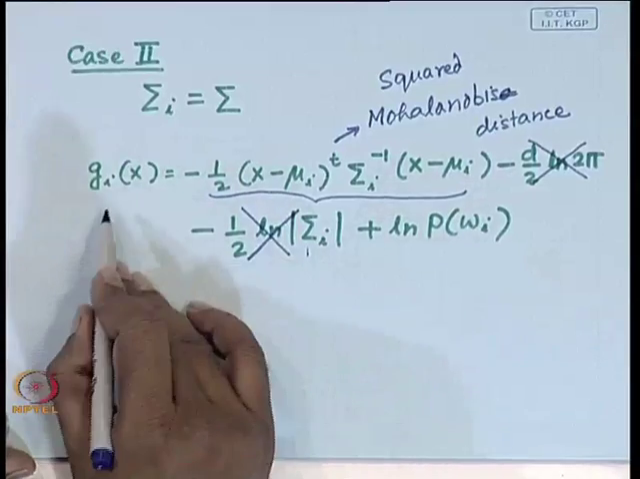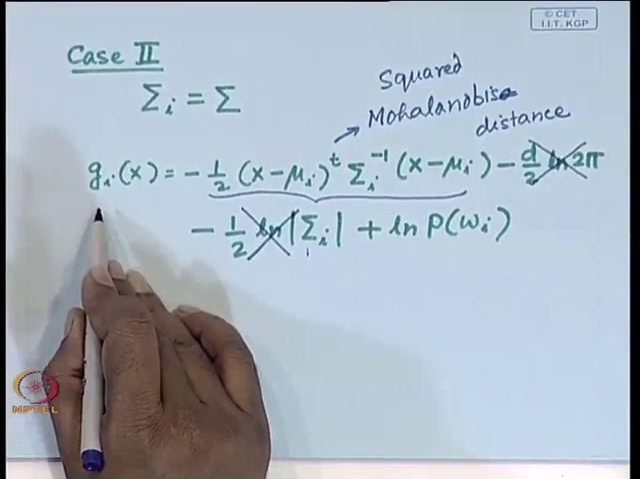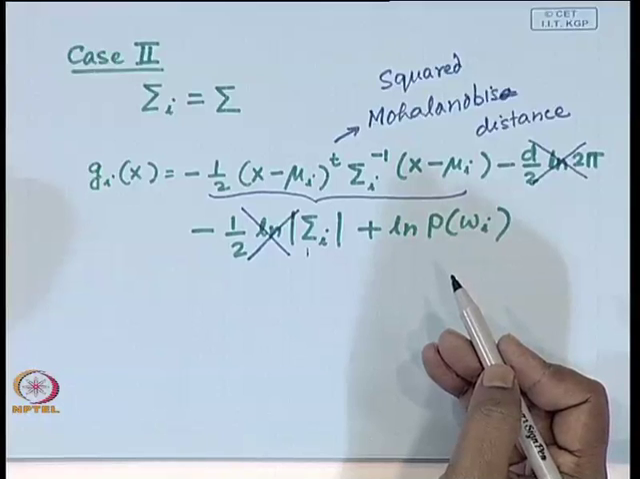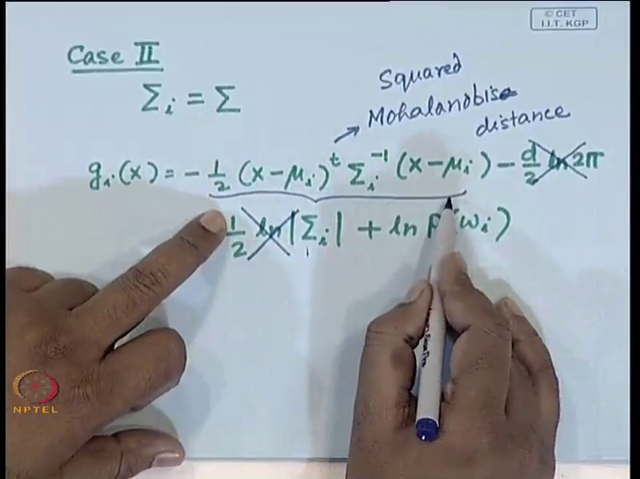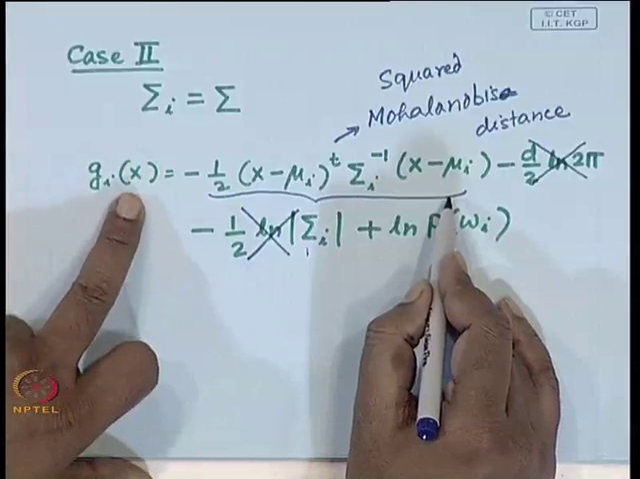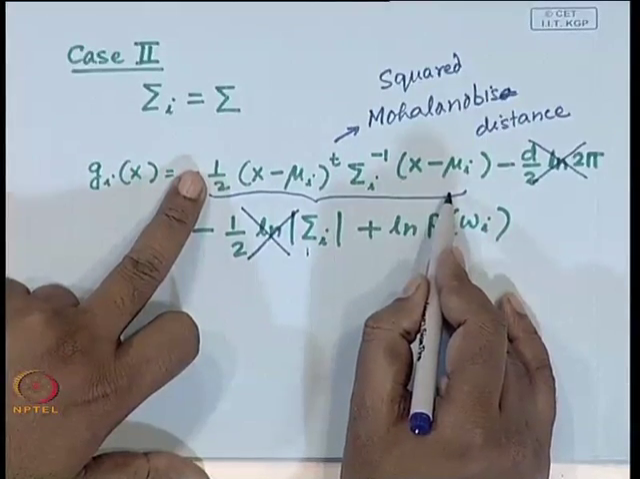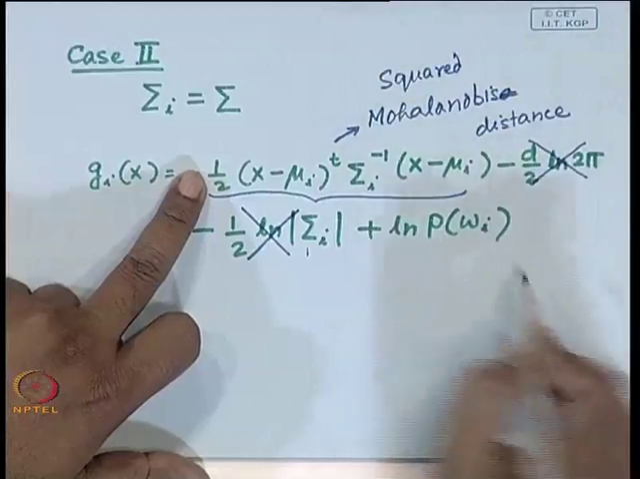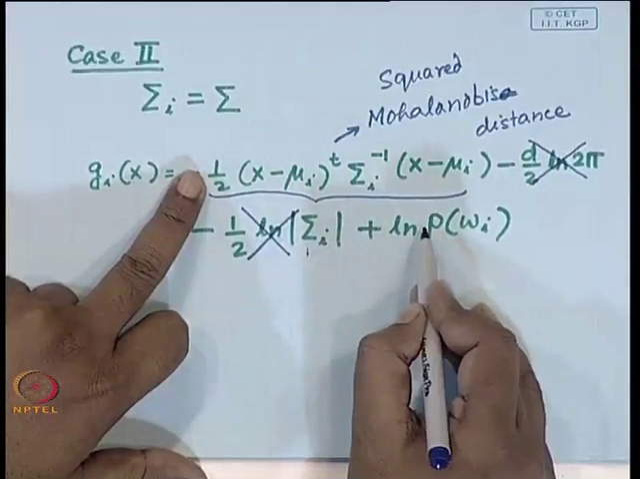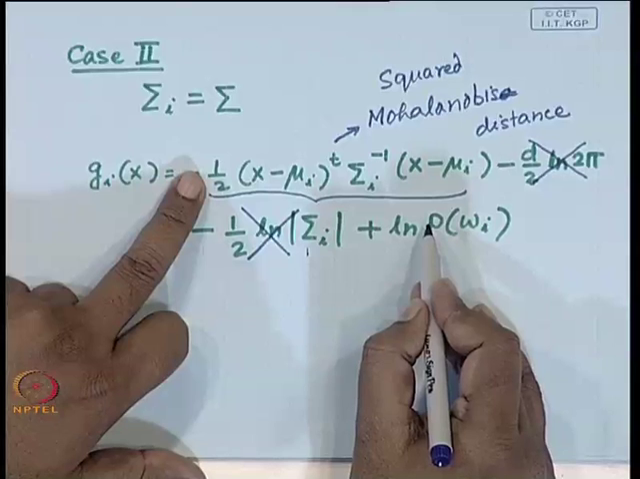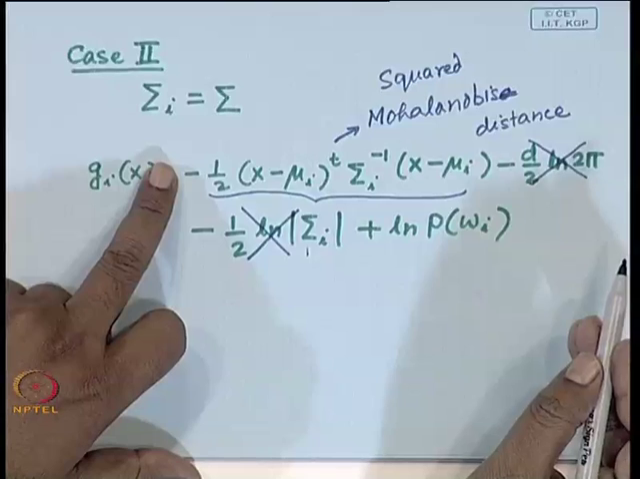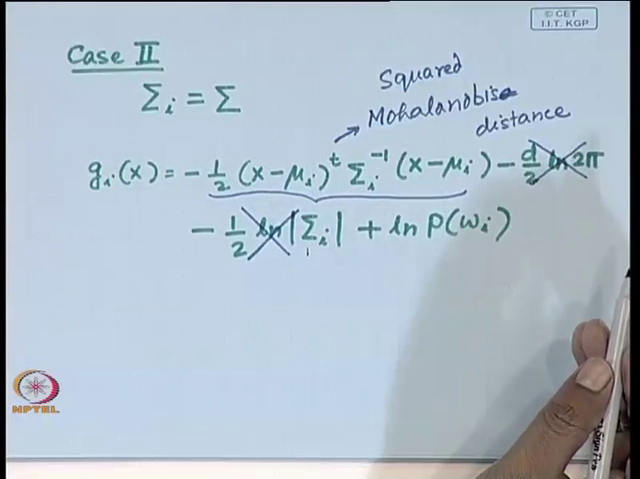So, effectively the classifier again becomes a minimum distance classifier, because this being a distance function, if g_i(x) has to be maximum, then this has to be minimum, and x will be put into that particular class for which this term is minimum. So, again it becomes a minimum distance classifier, but the distance that we have to compute in this case is not the Euclidean distance, but the Mahalanobis distance.